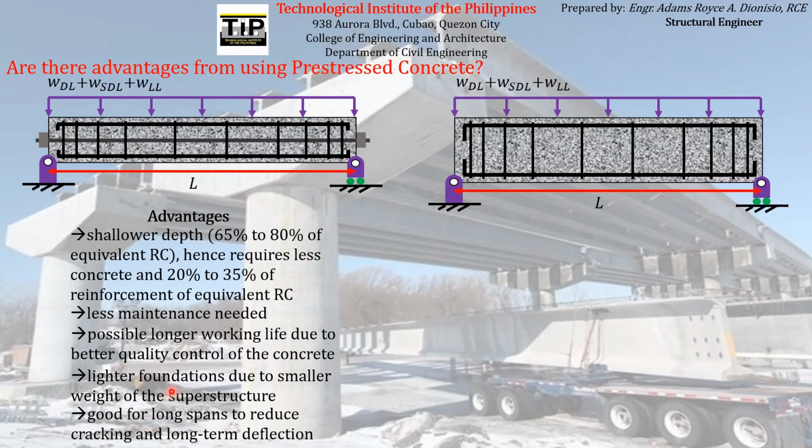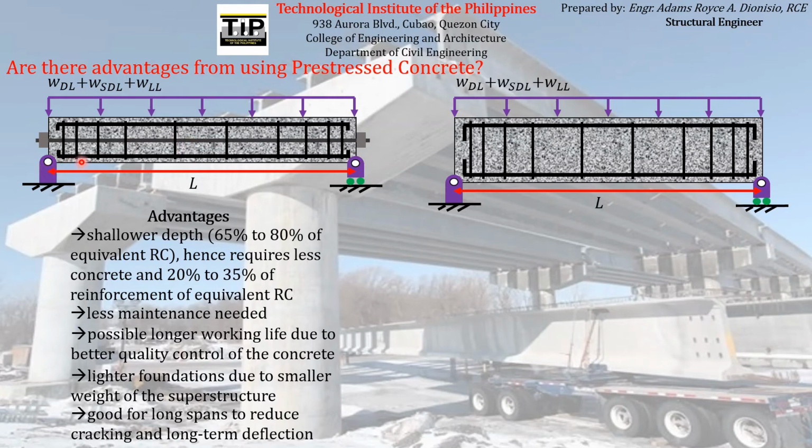Another advantage of prestressed concrete is that it is very good for long spans, to reduce cracking and long-term deflection. Just like what I have discussed in our introduction, prestressed concrete is very advantageous to use when it comes to long span members. It eradicates the tendency to have cracking because prestress reinforcement, or prestressing, usually produces what we call camber.